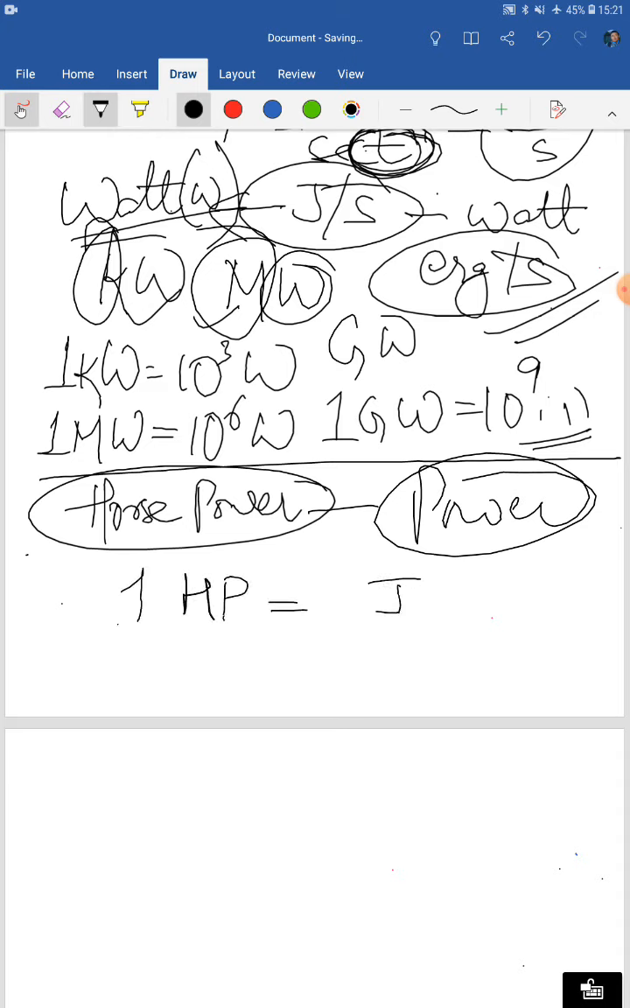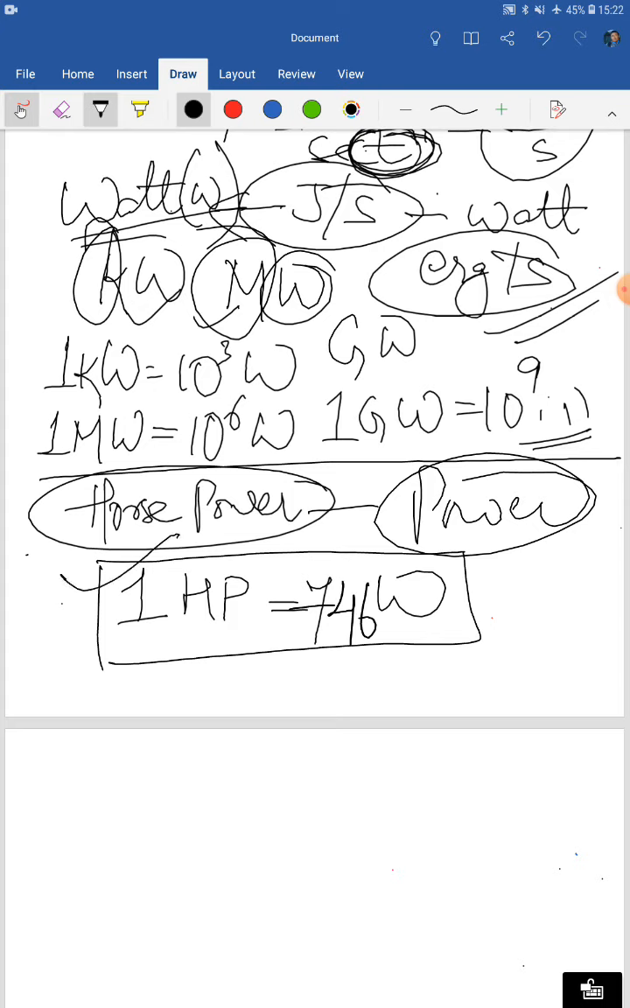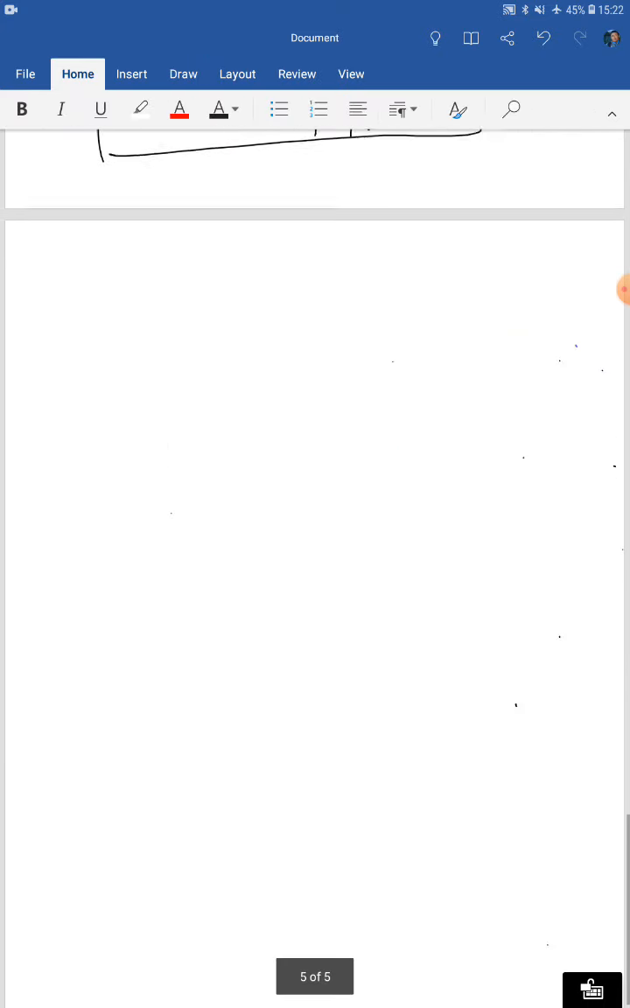And now the relationship between horsepower and watt. So how many joules is 1 horsepower, sorry, not joule, it's watt. How many watts is 1 horsepower? If that question comes, then 1 horsepower is 746 watts. So please note this down, very important relation, because we'll be using this to do some numericals later on. All right, okay, now let's move forward. So we see the heading, if you remember, it was power.